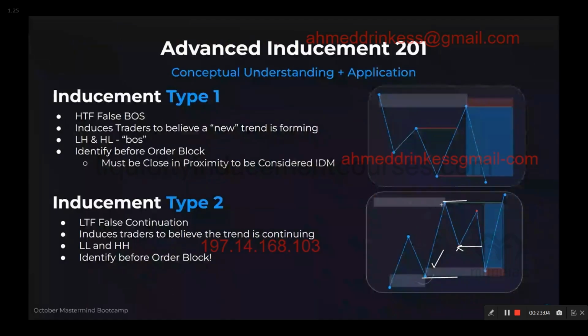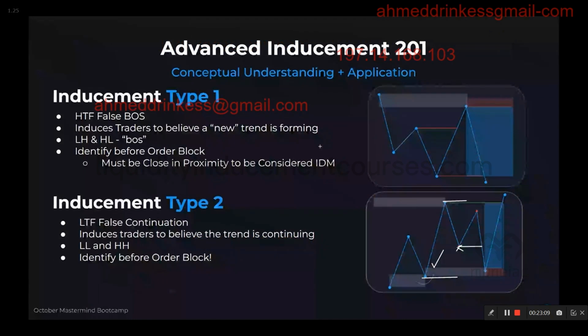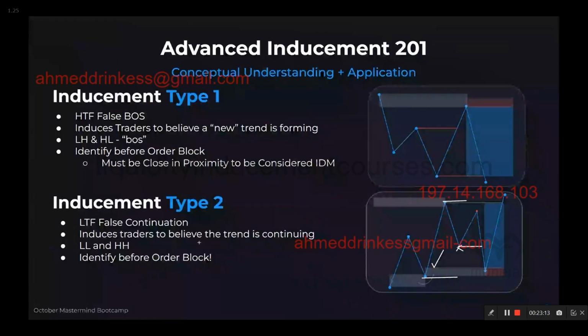These are the setups we love to see time and time again, and these are my two favorite setups, type 1 and type 2 inducements. Just trade those perfectly and your win rate is going to be off the charts.